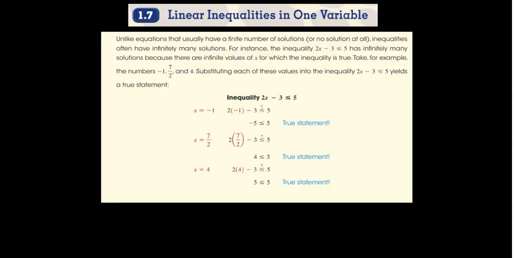Alrighty, so this reads from the top. Unlike equations that usually have a finite number of solutions, what that means is, in the previous sections, whenever we'd end up with a solution like x is equal to 7, unlike that, inequalities often have infinitely many solutions. Instead of saying x is equal to 7, we might say something along the lines of x is less than 7.